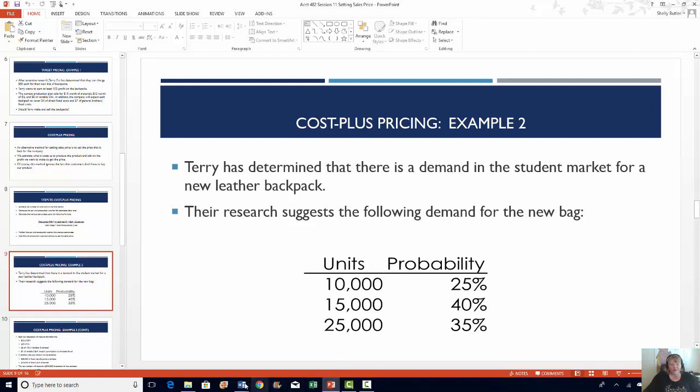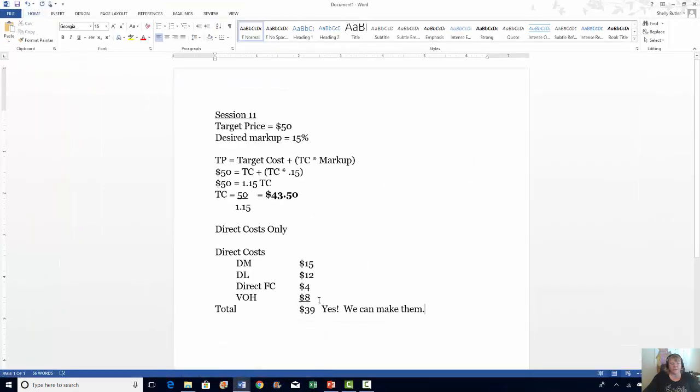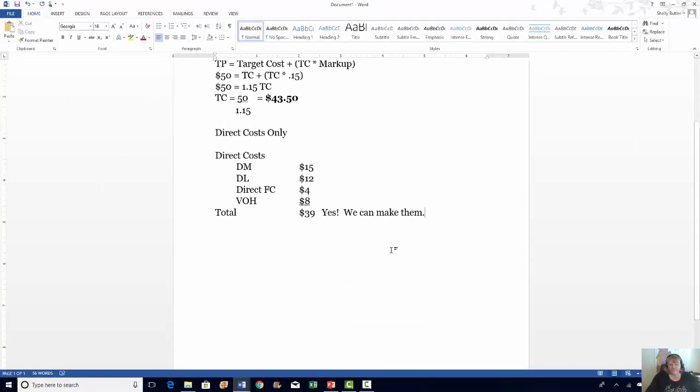So we're going to want to do the math on our overhead. No quotes this time. I won't drive you crazy with that. Okay. So this is cost plus.